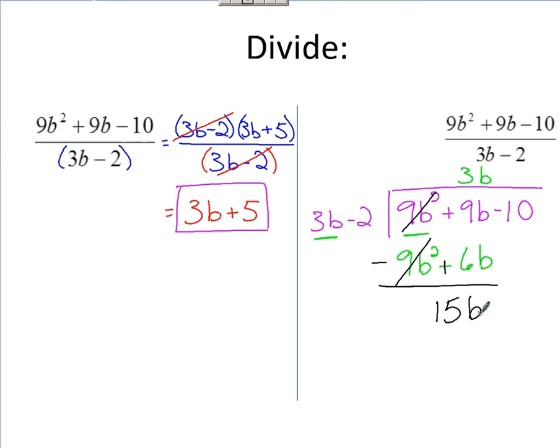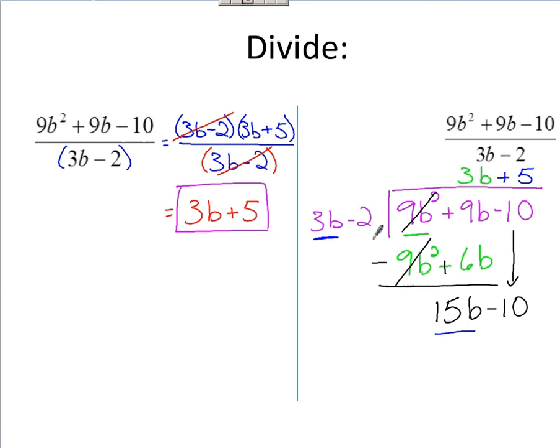15b. And then the next thing we do with long division is we carry down that next value, in this case next term, carry down the minus 10. All right, we start this game over again. Okay, now we're taking this 15b right here. I'm dividing by this 3b right here. When I do that division, I get 5, right? And it's positive 5. So I'm going to add that 5 up here.